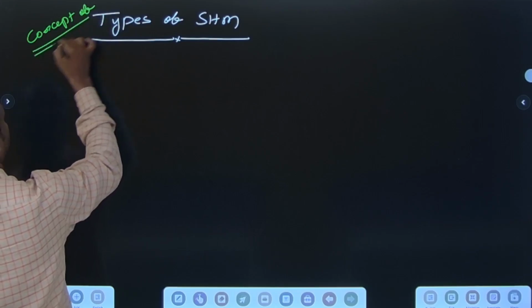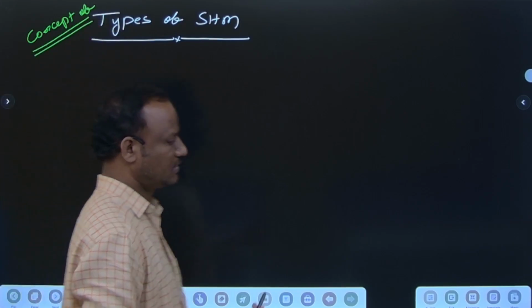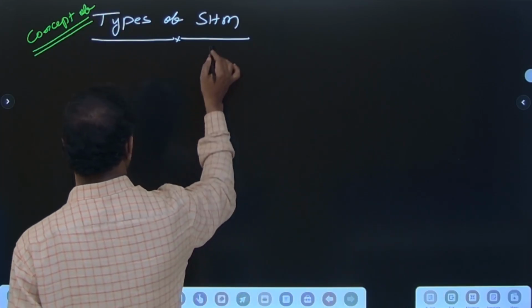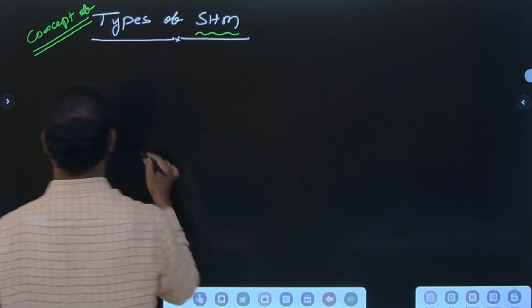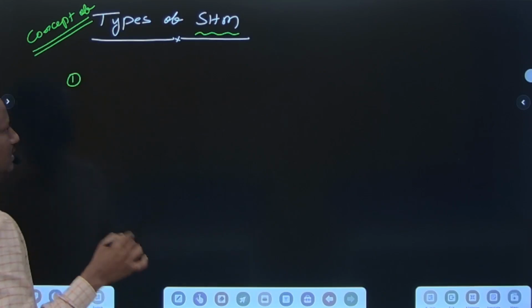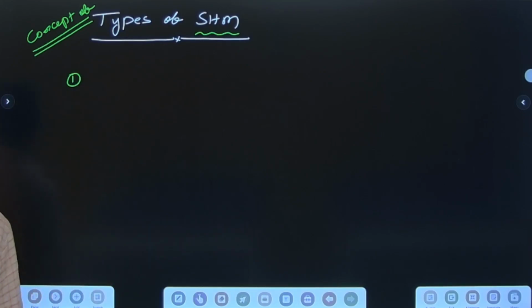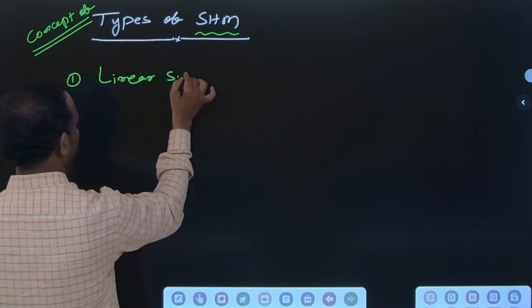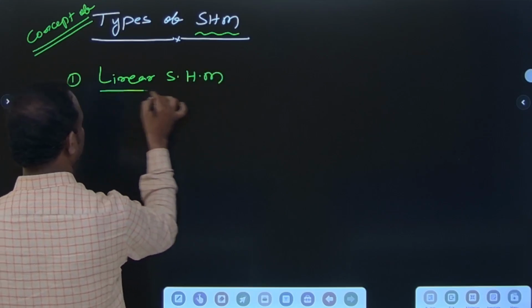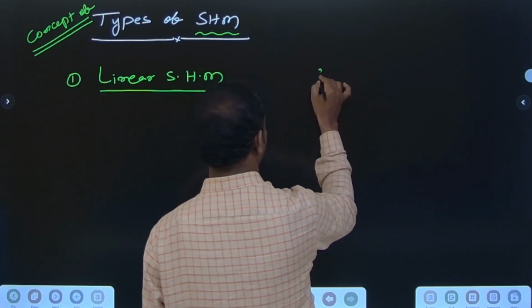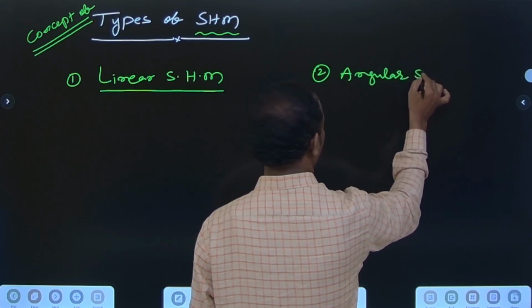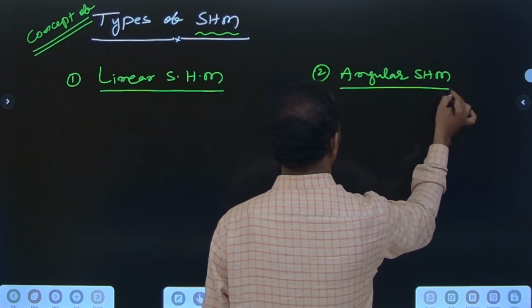Types of oscillation, types of simple harmonic motion. Earlier we discussed simple harmonic motion. One is linear oscillation, linear simple harmonic motion, and the next is angular simple harmonic motion, angular SHM.